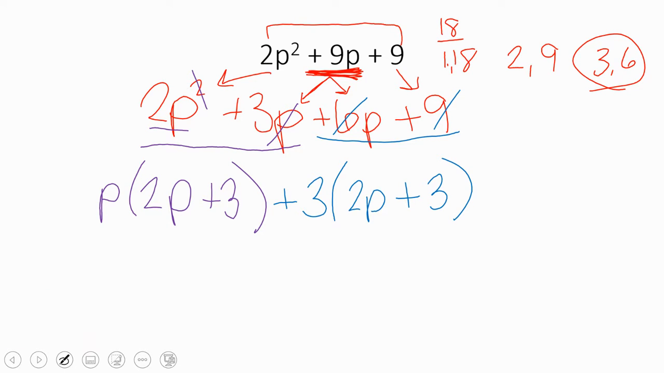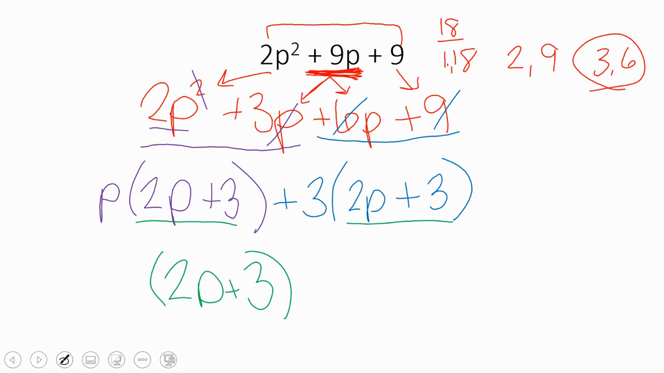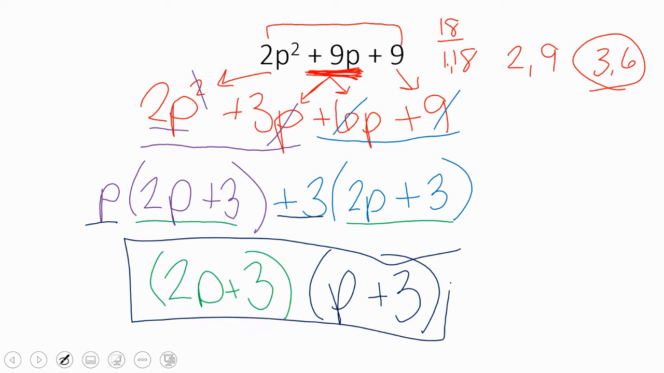Just like last week, these must be the same, which they are. And then I'll use another color. These outside terms give me my other factor. And that is how you factor quadratics from start to end. Okay? 3 more.